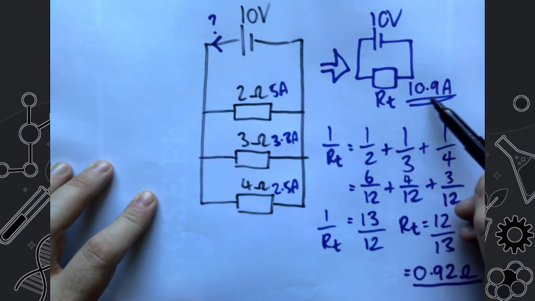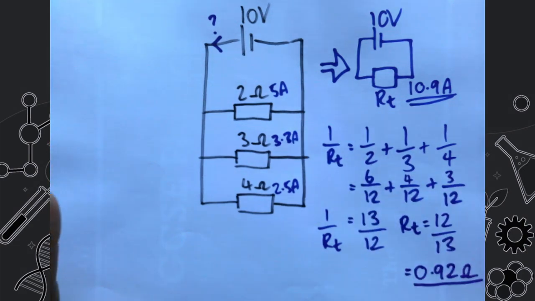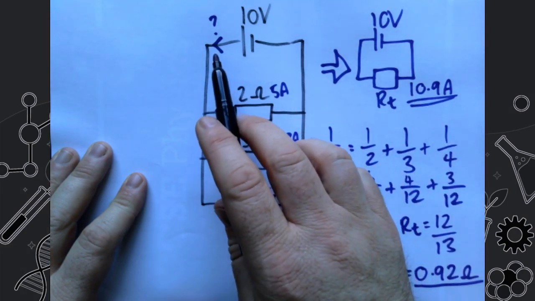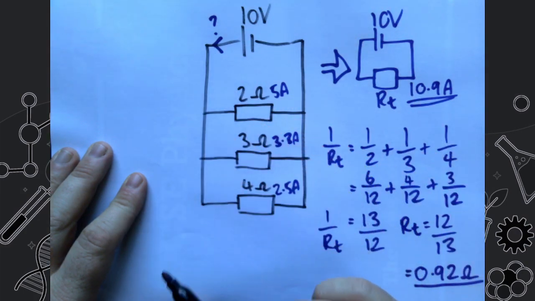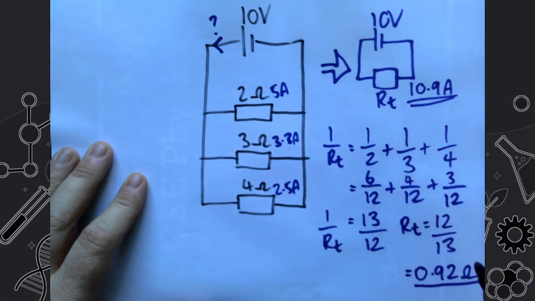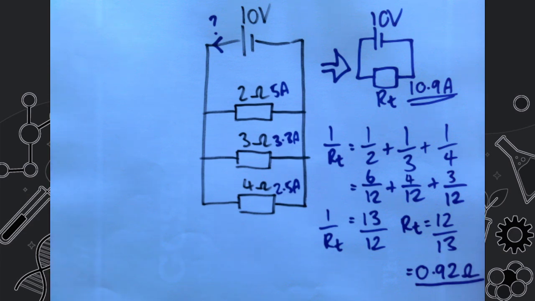And I can calculate that 10.9 amps by doing the total resistance, which is less than the smallest value. You don't have to do the calculation, but you have to know why the current is what it is and why the total resistance is less than the individual values. Okay, that's hard. Good luck.